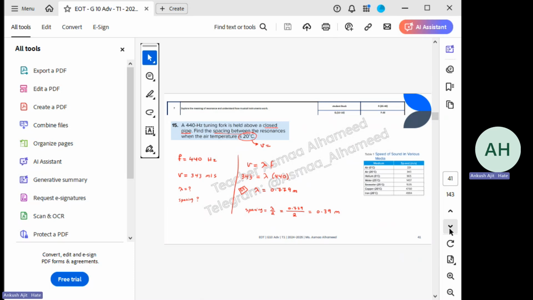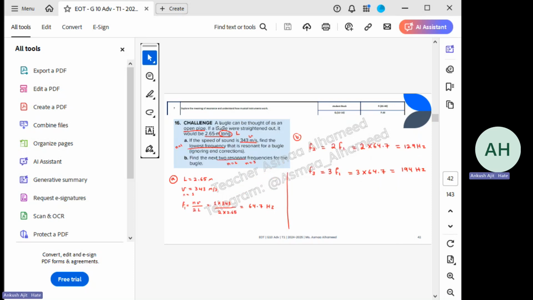A tuning fork is held close above a closed pipe. Find the spacing between the resonances. The spacing they are asking. F is given, 440, V is 343, lambda they are asking. So same formula, V equals lambda f, 343 equals lambda into 440. You divide this and then you can get the spacing. Remember, guys, for spacing the formula is lambda by 2. That is L2 minus L1. That is the spacing formula.